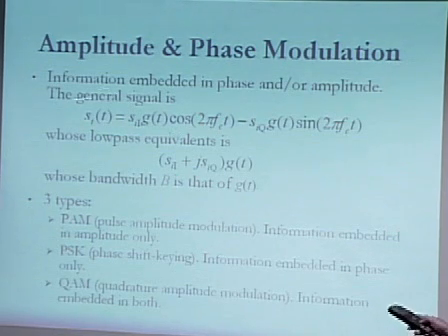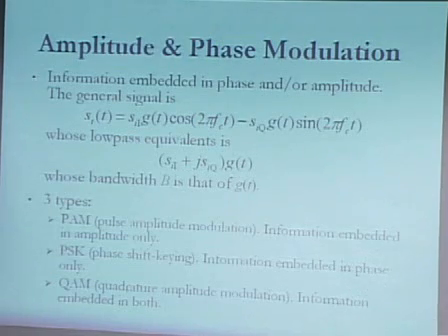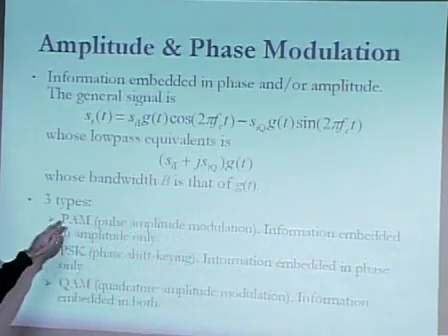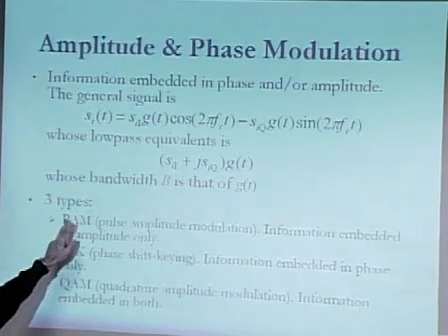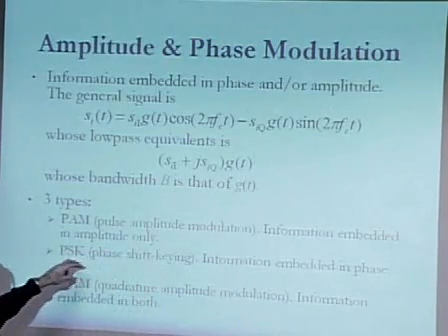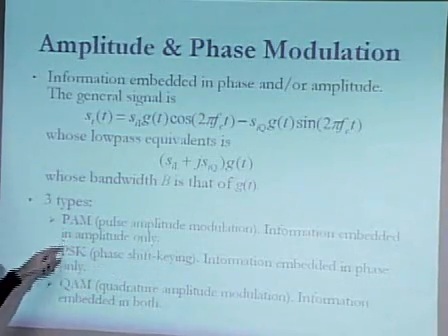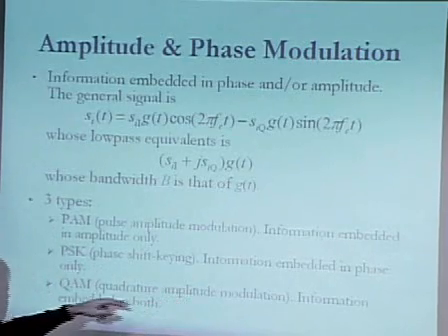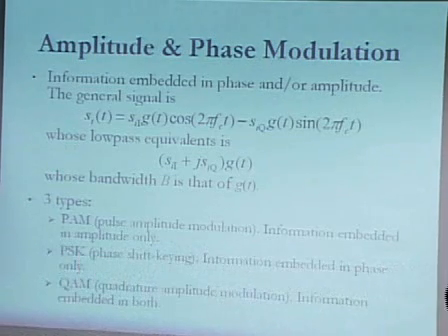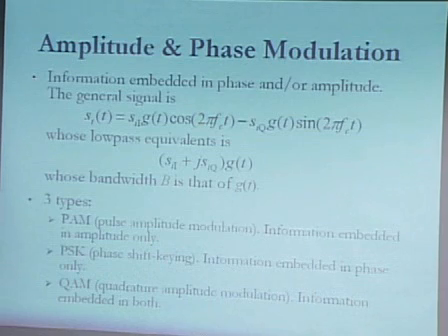So this is the usual passband signal in phase and quadrature. This is the low pass equivalent. We've seen this already many times. And there are 3 types of amplitude and phase modulation. The first one is PAM, which stands for pulse amplitude modulation, and this modulation embeds the information only in the amplitude. The second form is called PSK, phase shift keying, which embeds the information only in the phase. And then there's one called QAM, quadrature amplitude modulation, which embeds information in both the amplitude and the phase. PAM, only amplitude; PSK, only phase; QAM is both.